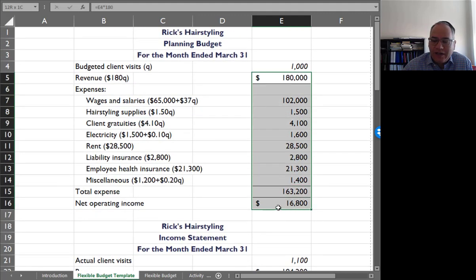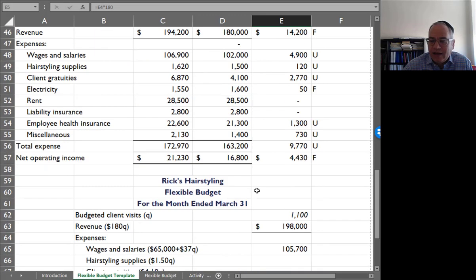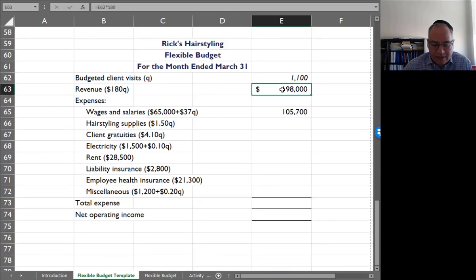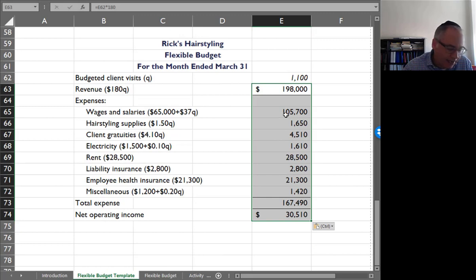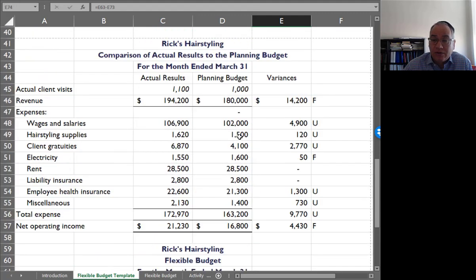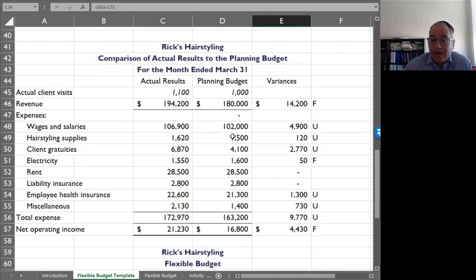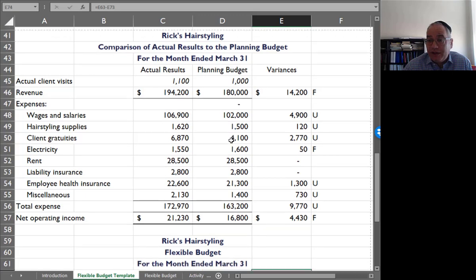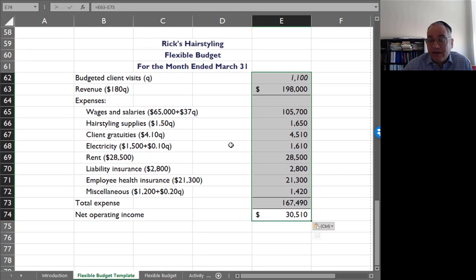So I've already placed these into the formulas based on 1,000, and I can just cut and paste this formula right here. And now I get the same budget flexed for 1,100 visits instead of 1,000 visits. And now this is more comparable to the actual results of 1,100 than the static budget of 1,000 units, right? Because now you're comparing apples to apples.